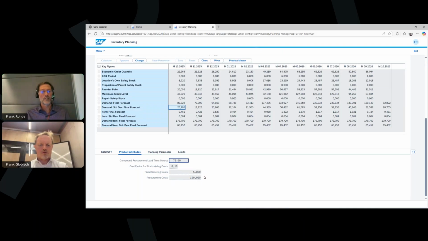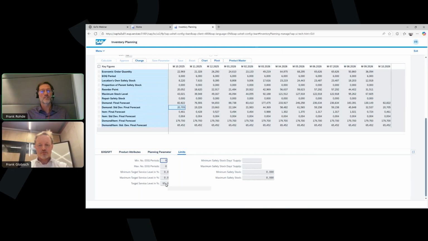The stock holding factor, fix the ordering costs and the procurement costs as well. And as a planner, or the limits, we see that the target service level for all customer facing locations in our scenario is set to 95% at the moment. So I'm looking into the script. So that's probably it, what I wanted to show you as a beginning.